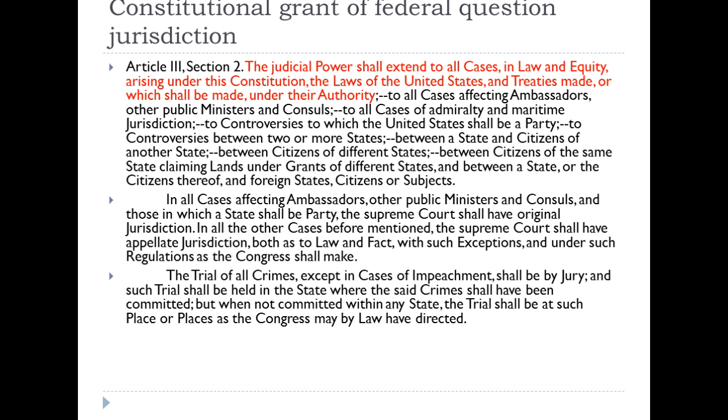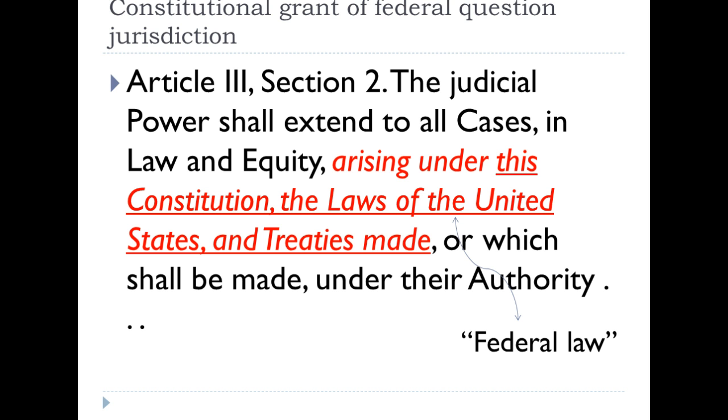So in the case of so-called federal question jurisdiction, first let's look at all of Article 3, Section 2, and then we'll get to the part that really deals with federal question jurisdiction. So there you see all of Article 3, Section 2, and I've highlighted in red the portion that deals with federal question jurisdiction. Now let's look at that portion more carefully.